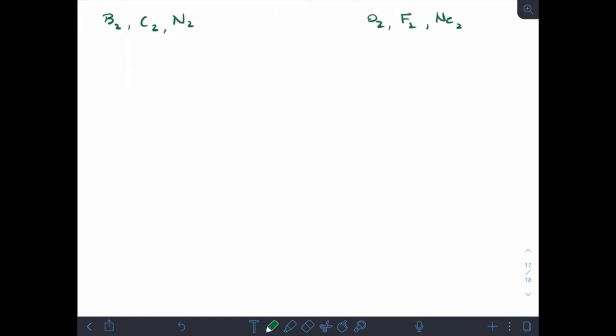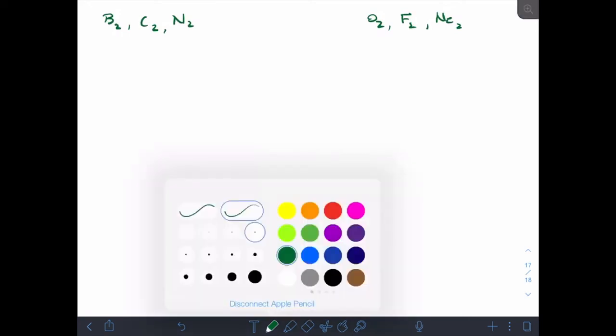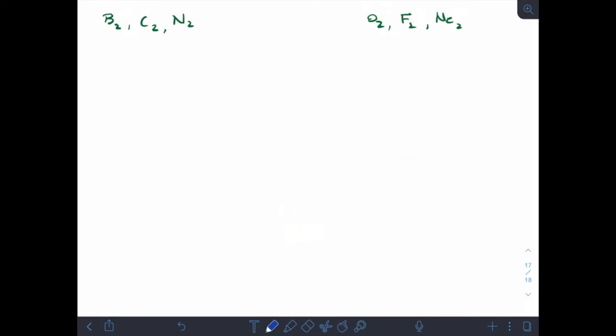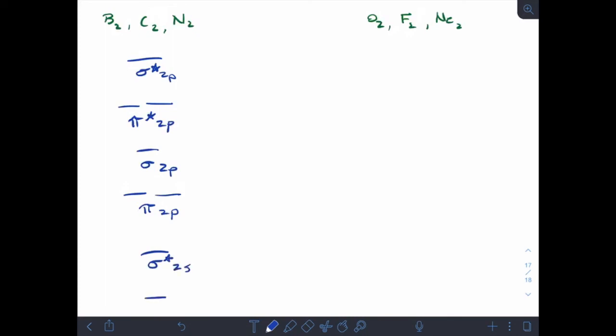So we just did the one for N2, so I can go ahead and put that one down, starting from the top, because it's easier that way to make sure everything is lined up. I had my sigma star 2p, and then I had my pi star 2p, and then I had my sigma 2p, my bonding, and then I had my pi 2p, and then below that was the sigma star 2s and my sigma 2s. Right?